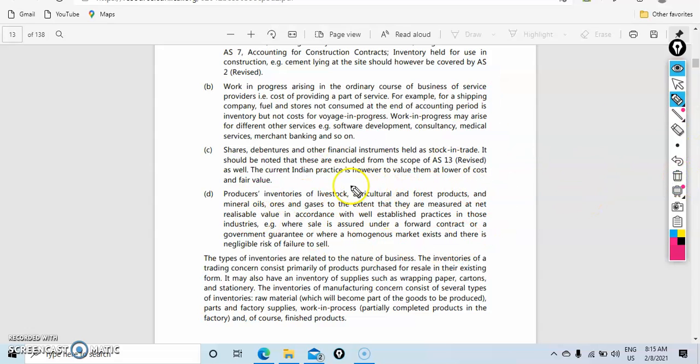And the last one, livestock, agricultural and forest products and so on, we are not using AS2, because here we are using only net realizable value. So we are not using any standard, we are using net realizable value. For example, I can give you one example. Suppose cows, these are live stock, right?